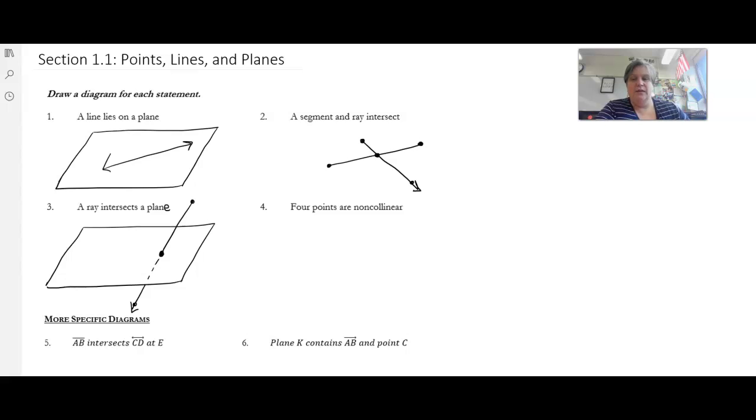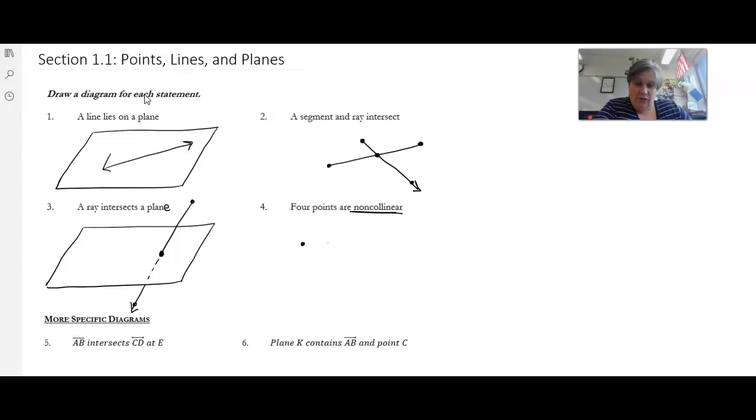But that's what happens when a ray or anything intersects a plane. It goes through and then it's hidden for a while and then it pops out. Okay, the next one, 4 points are non-collinear. Remember, non-collinear means not on the same line.